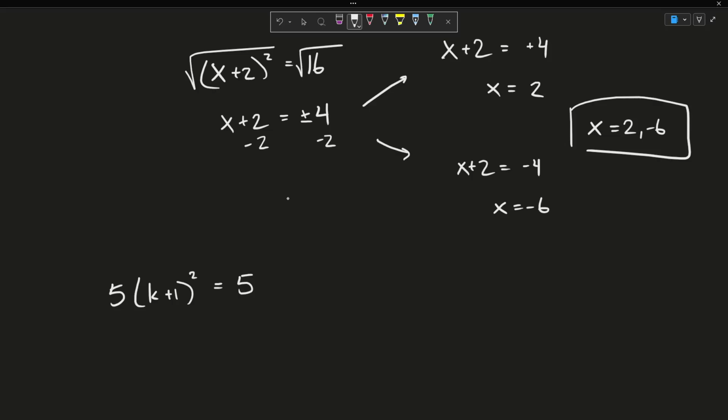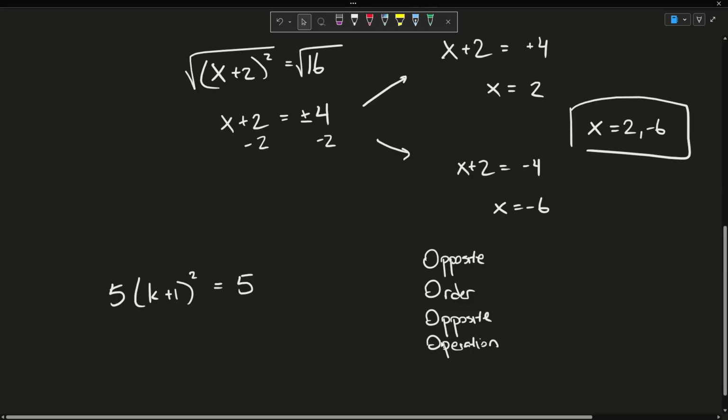One thing we could do is use this acronym. I'll write it out first and we'll go over the acronym. It is to solve algebraic equations. We do opposite order, opposite operation, to give us the acronym OOO. So we have 4 O's. It's not the best acronym, but it is a fun one that you will memorize.